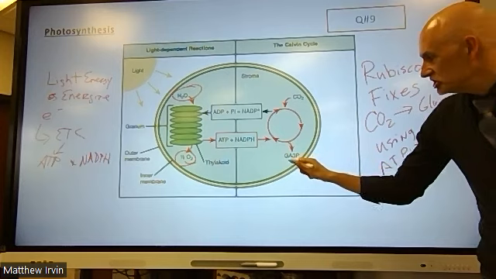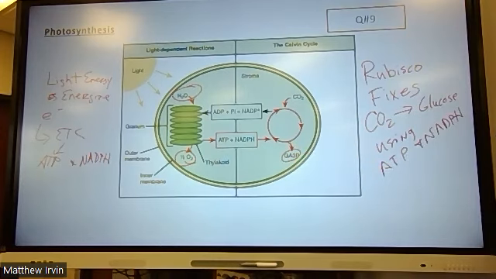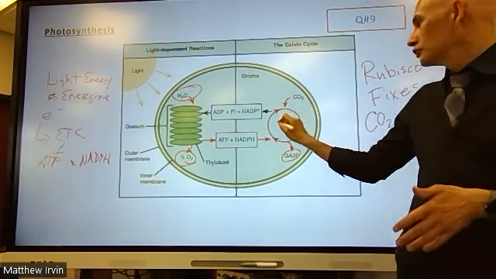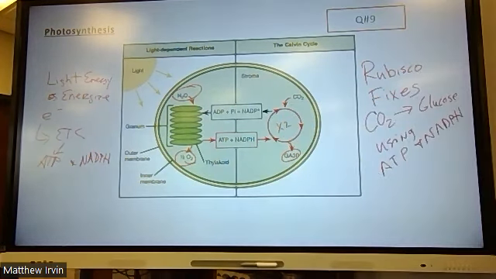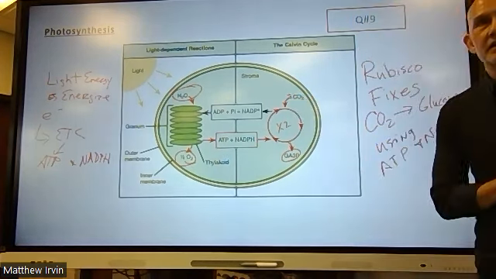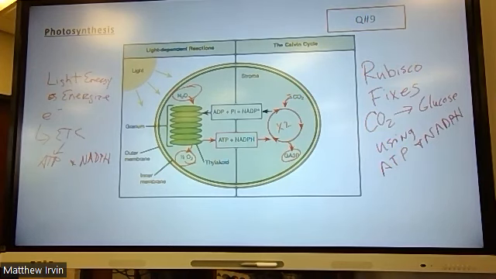Down here, this says GA3P. That is glyceraldehyde 3-phosphate. That is half of a glucose. Because we make half of a glucose, how many times does the Calvin cycle have to go? Twice. Well, there's 6 carbon dioxide, so we should do a 3 right there, and then it happens twice, which gives us 6.